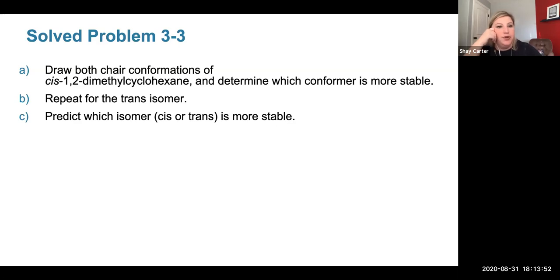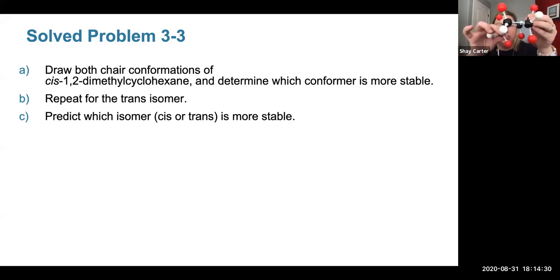Okay, so let's look at this solved problem. Draw both chair conformations of cis-1,2-dimethylcyclohexane and determine which conformer is more stable. Repeat for the trans isomer and predict which isomer, either cis or trans, is more stable. Instead of drawing it, I'm going to use my modeling set. You can practice drawing these as well. It's hard for me to draw on my trackpad though, something this complicated.